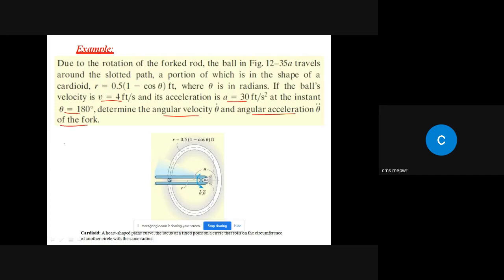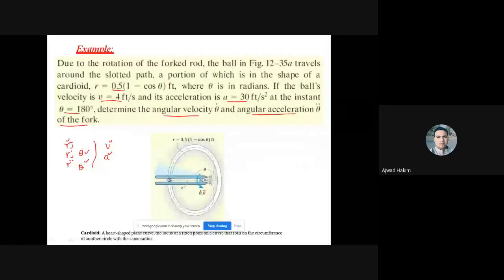So I told you, if we have r, if we find r dot, if we find r double dot, and if we have theta dot and theta double dot, we can find velocity and acceleration. In this case, the orientation is a little different. We are given this, this, and this. This means we can find this thing, and what is required is theta dot and theta double dot, right? The equation of r is given, right?